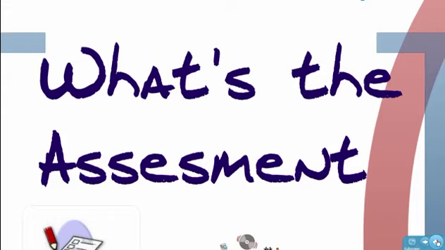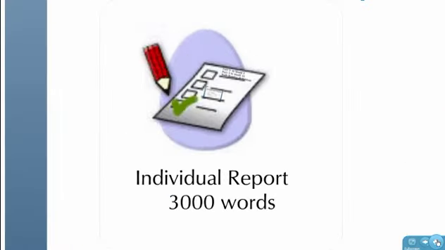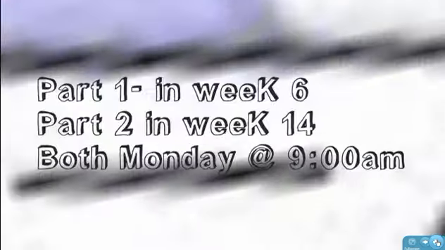First question, how do we assess the module? It's individual and it's a report of around 3,000 words. However, it's split into 2 bits. You submit the first part, part 1 we call it, halfway through the module, about week 6, and part 2 is submitted in week 14, which is the last week prior to the Christmas breakup. Both of those deadlines are at Monday, 9 o'clock, so you've got Saturday, Sunday to graft, and Sunday night to get it finished.